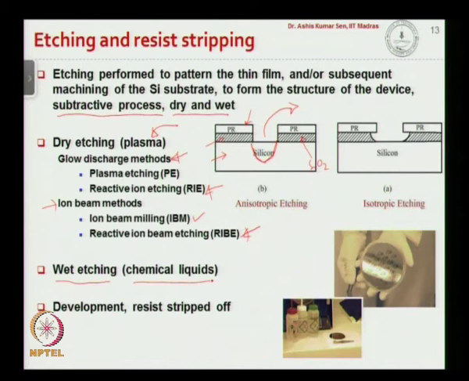So after we etch, let us say here in this case we are trying to etch the silicon dioxide layer. For etching silicon dioxide, this photoresist layer acts as a mask. That means the etchant does not attack the photoresist, but only selectively etches the silicon dioxide layer. And once we have etched the silicon dioxide layer, our job is finished, so we can remove this photoresist layer. So the resist is stripped off after the etching process.